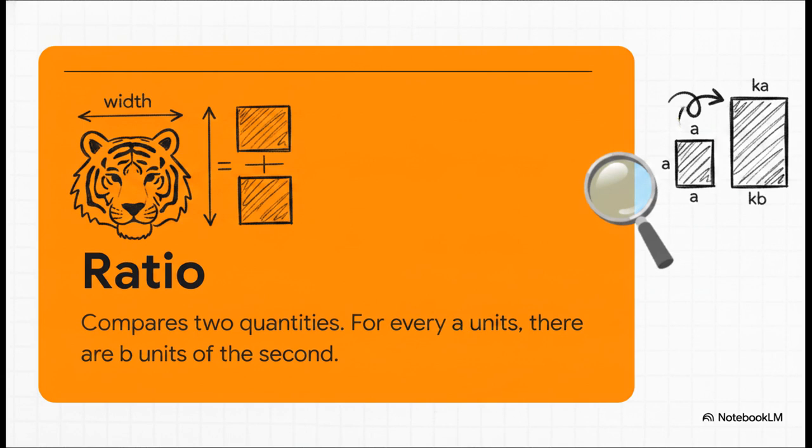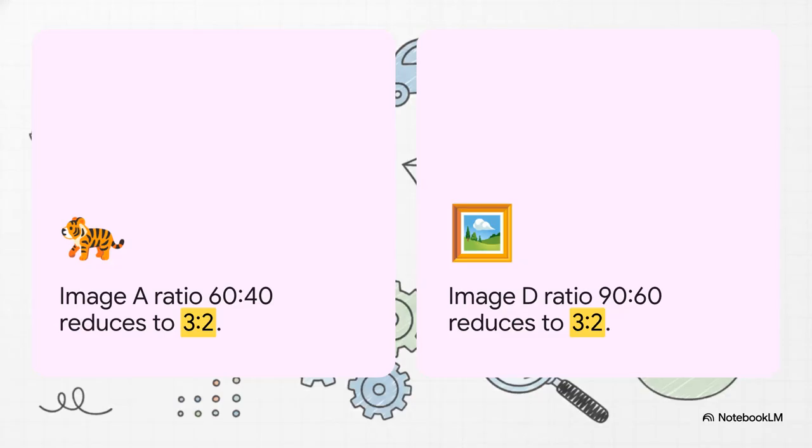Think back to our original normal tiger. It had a width of 60 and a height of 40. Its ratio of width to height is 60 to 40. That specific relationship mathematically locks in the shape, keeping it looking completely natural. But here's what's actually super interesting about this. You can have totally different sets of numbers that actually represent the exact same proportion as long as you reduce them to their simplest form.